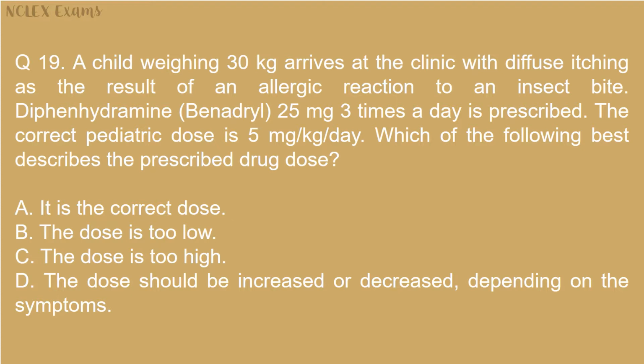Question 19. A child weighing 30 kilograms arrives at the clinic with diffuse itching as the result of an allergic reaction to an insect bite. Diphenhydramine Benadryl 25 mg 3 times a day is prescribed. The correct pediatric dose is 5 mg per kilogram per day. Which of the following best describes the prescribed drug dose? A. It is the correct dose. B. The dose is too low. C. The dose is too high. D. The dose should be increased or decreased, depending on the symptoms.